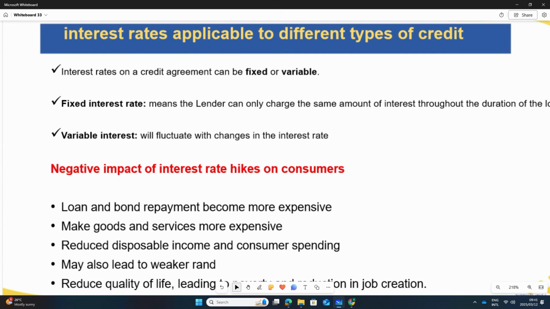Interest rates applicable to different types of credit. We have fixed or variable interest. The fixed interest rate means that the lender can only charge the same interest rate per month throughout the duration of the loan. This basically means that when the repo rate is adjusted up, all the customers that are on a fixed interest rate will not be affected. The variable interest rate means that when the repo rate is adjusted up, all the customers that are on a variable interest rate will be affected negatively.